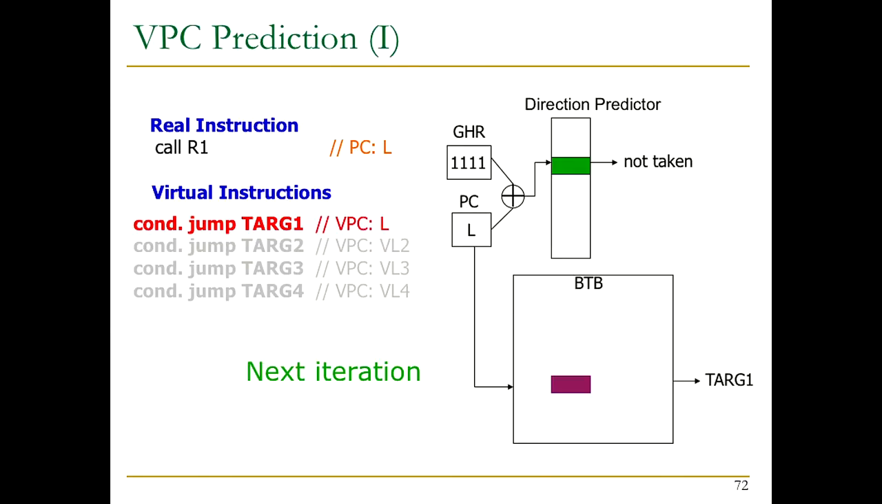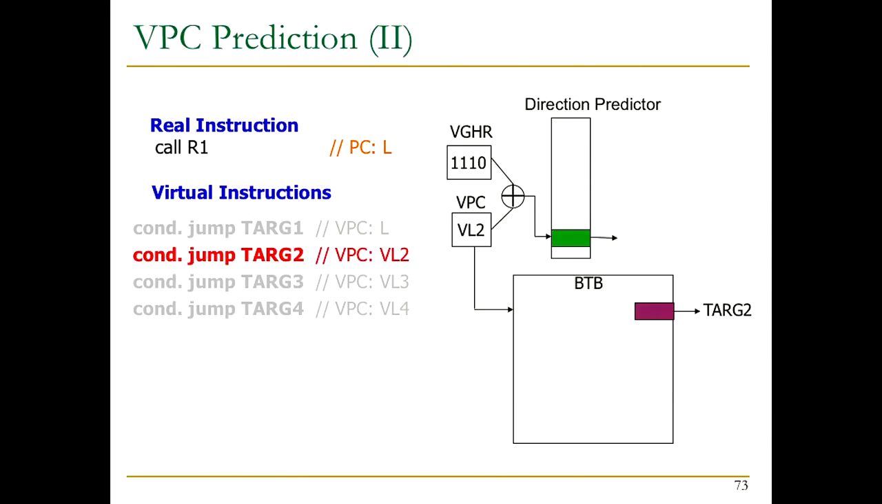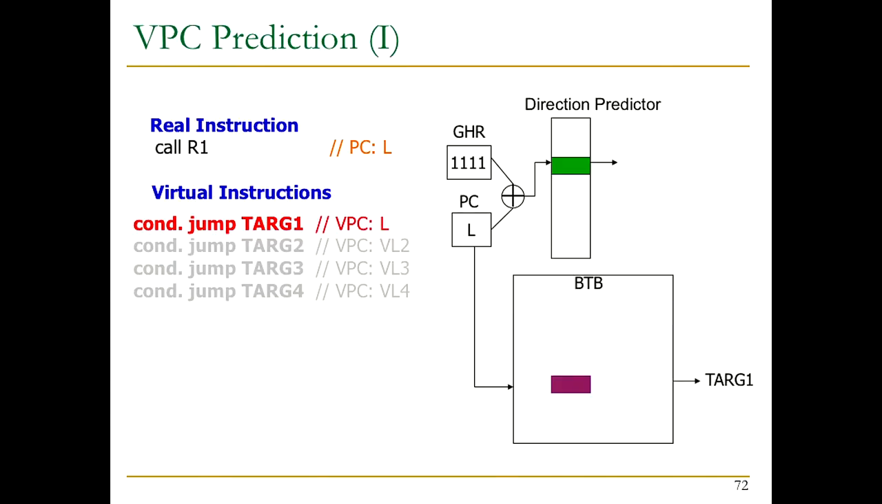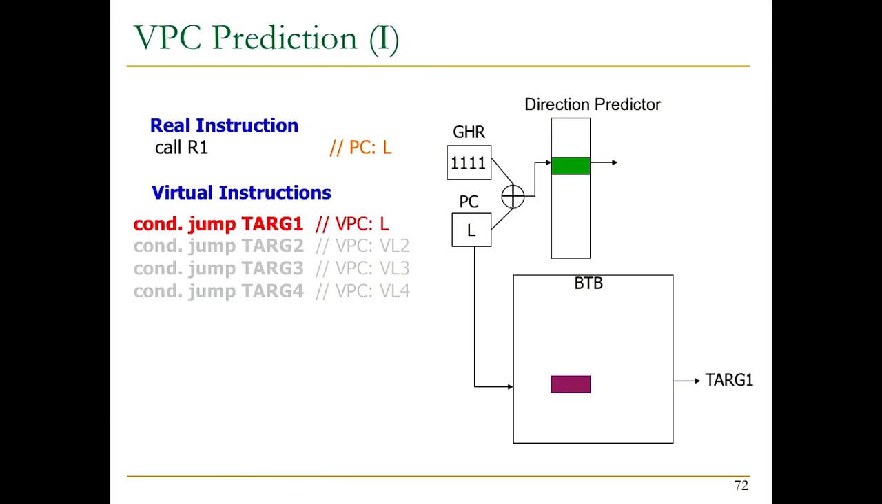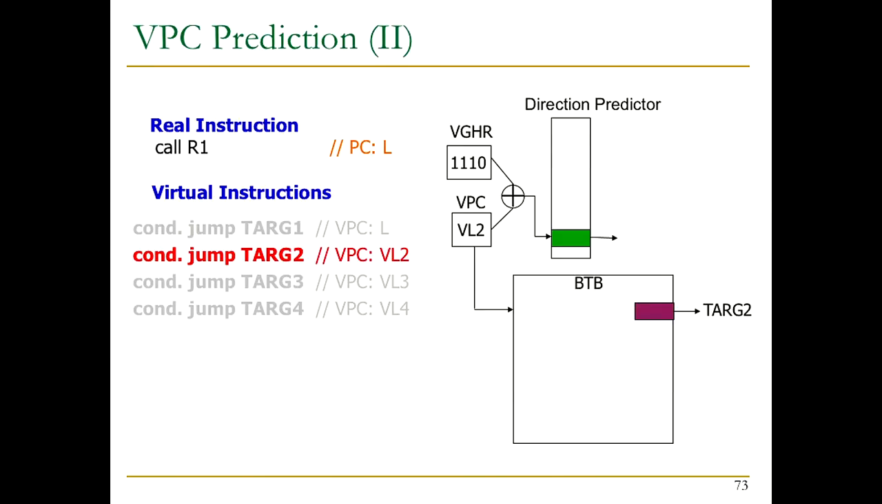So to predict the next branch, you need to ensure that you don't index into the same targets, because these branches are supposed to have different targets, right? You need to basically create another location where you can store the target of that branch. And how do you do that? Well, this is where this value comes in. Basically, second iteration, you take L, which is the program counter, and hash it with this known value, and you generate a virtual PC. That's the virtual program counter.